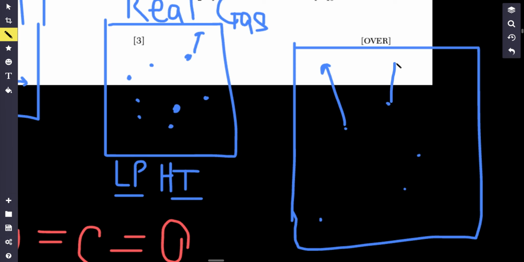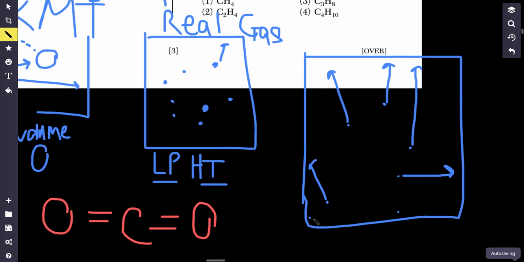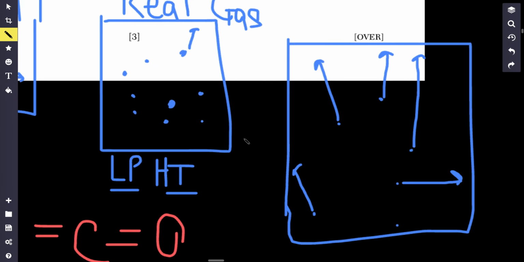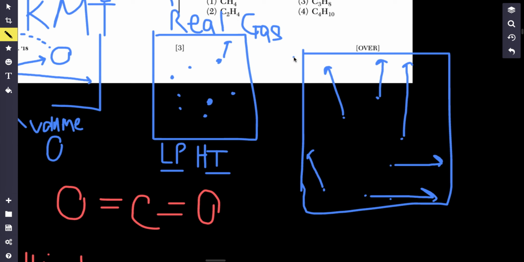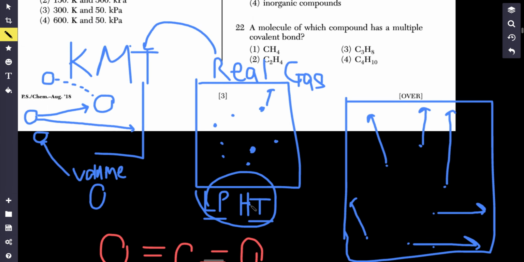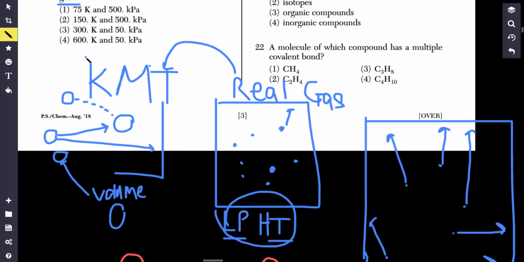Imagine if these molecules are moving really fast. Well, they're not going to have the chance to attract each other. Therefore, the intermolecular forces between these gas particles are going to be basically negligible. In addition, if we have a really big container, the volume of the gas particles compared to the volume of the container is going to be basically zero. And with low pressure, the gas particles are barely going to interact with each other, meaning there are fewer intermolecular forces. So there are a lot of reasons why, under low pressure and high temperature, a real gas behaves a lot like an ideal gas.